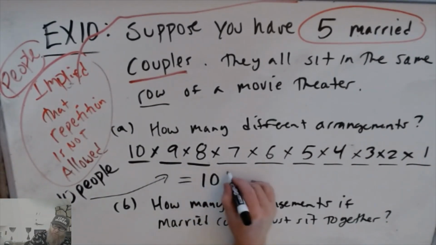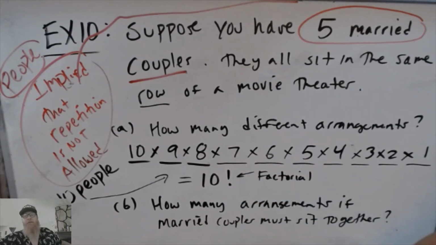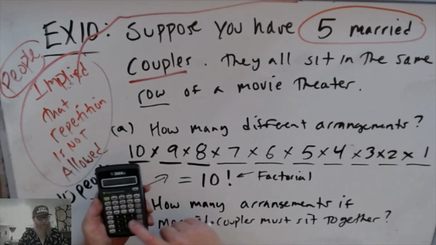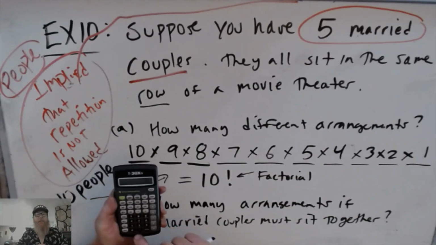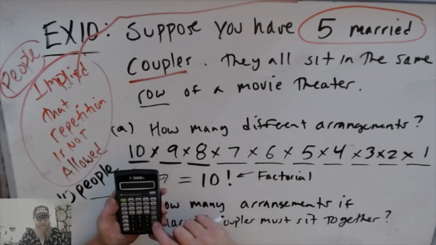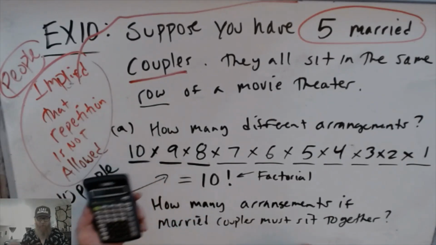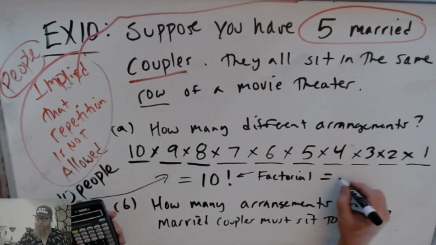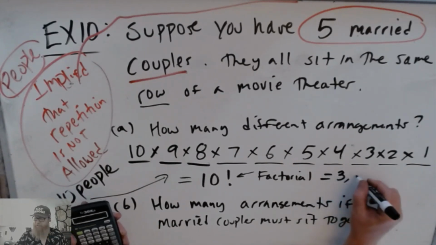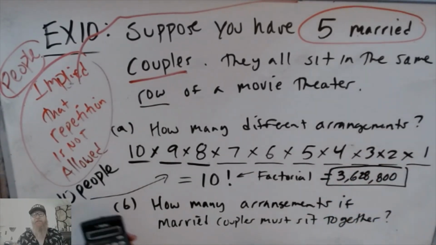This is also called 10 factorial. Some of you might have a factorial button on your calculator. If you do, you can use that button. For my calculator, it's the second function. I hit the second key, and then I hit number 3. That's my factorial button. And that gives me 3,628,800 possibilities.